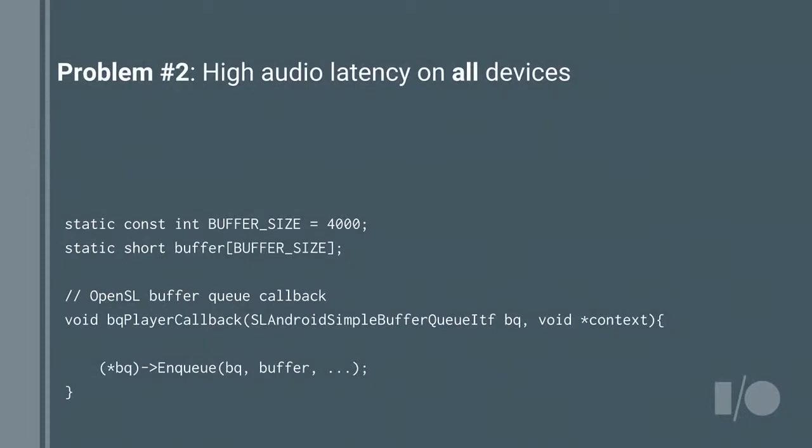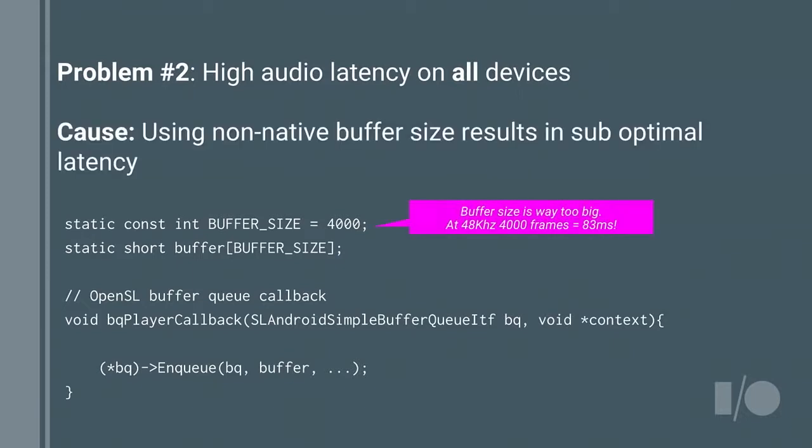Not only that, it's a fixed size. So it's way too large for low latency output. At 4,000 frames, we're talking 83 milliseconds. Now, back in the old days of Android, back when I first started ages ago, that actually wasn't that big of a buffer. But today, our devices are way faster than that. So we're talking about 83 milliseconds in this buffer, and you're not going to get super low latency audio that way.